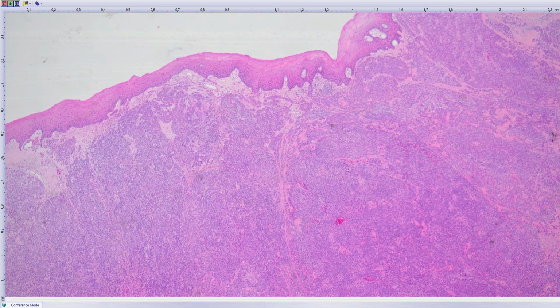I have three very easy cases for you. The first one is a little bit of a pitfall. This was the tumor of a 15-year-old male child, a boy.